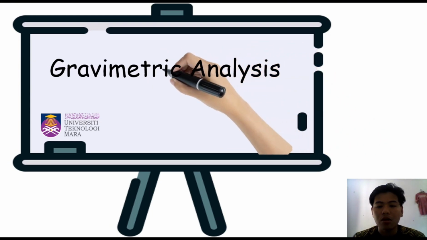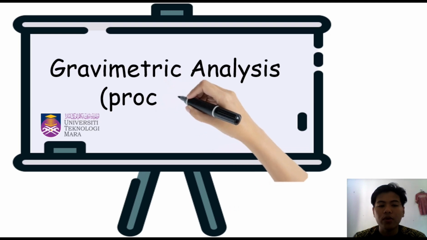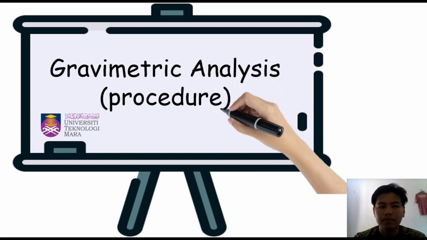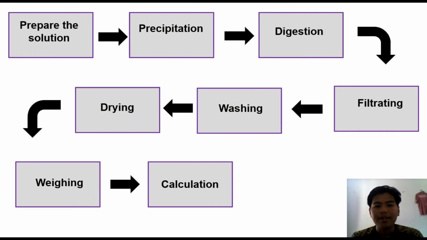Today we are going to talk about gravimetric analysis, or the procedure in doing the gravimetric analysis. As you can see here, this is the step-by-step procedure of gravimetric analysis. We start with the preparation of the solution, precipitation, digestion, filtering, washing, drying, weighing, and lastly, calculation.